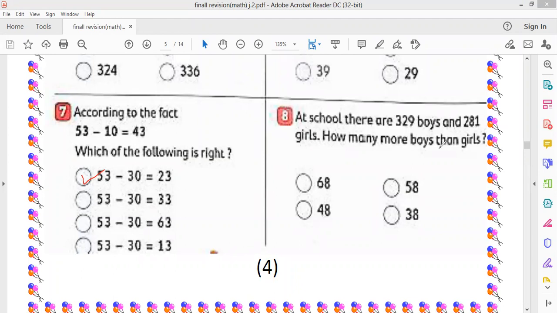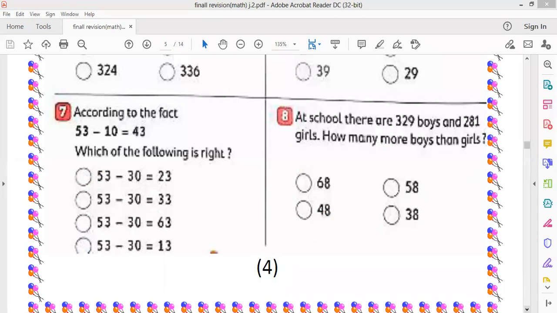Question number 8. At school there are 329 boys and 281 girls. How many more? How many more means what? Means minus. So we write 329 minus 281. Start with ones. 9 minus 1, 8. And 2 minus 8 doesn't work. So 3 becomes 2 and 2 becomes 12. And 12 minus 8, 4. 48.